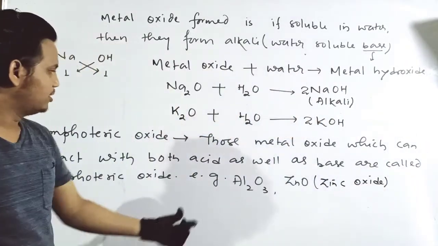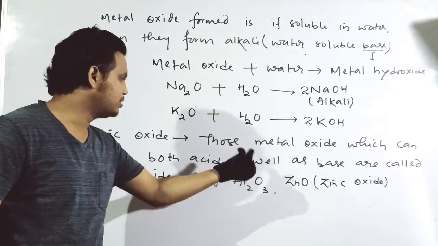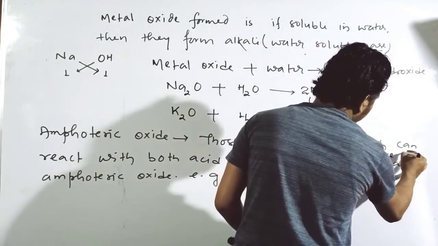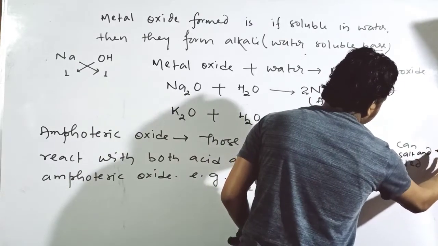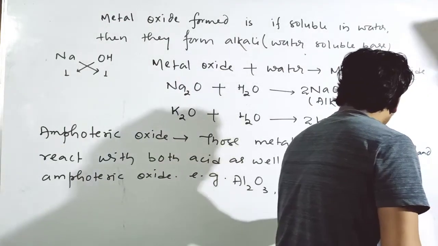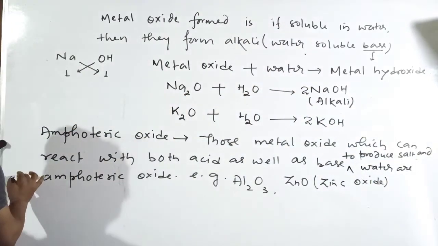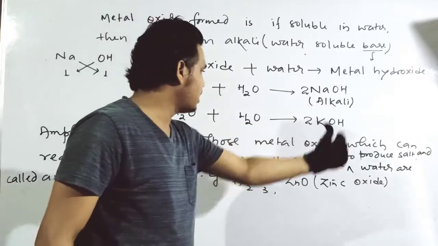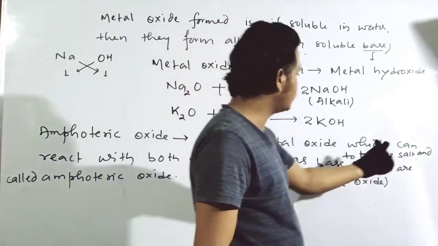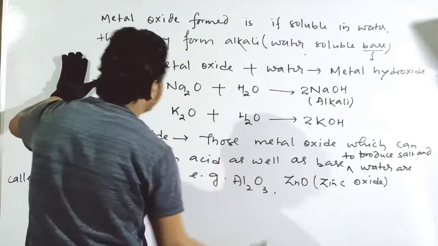Just now we have prepared aluminium oxide. So those metal oxides which react both as acid as well as base, now what will be the product? The product will be salt and water. So those metal oxides which can react with both acid as well as base to produce salt and water are called amphoteric oxide.